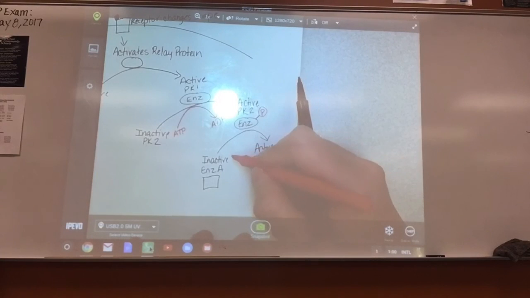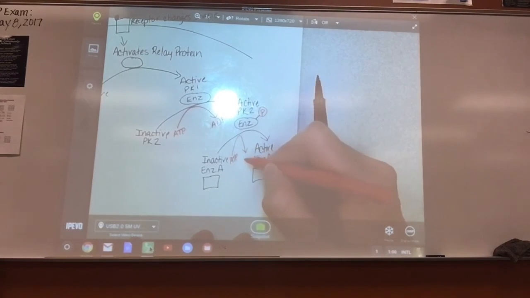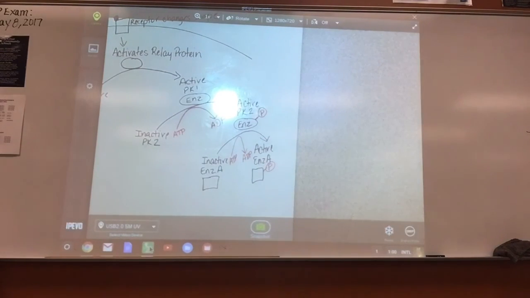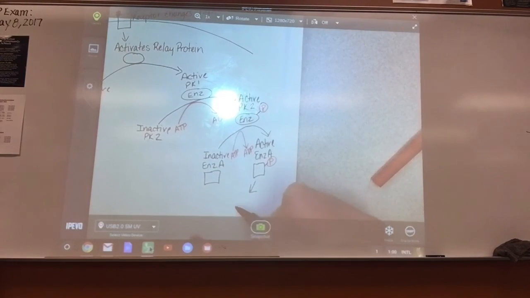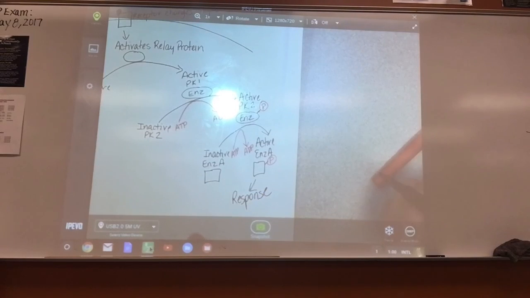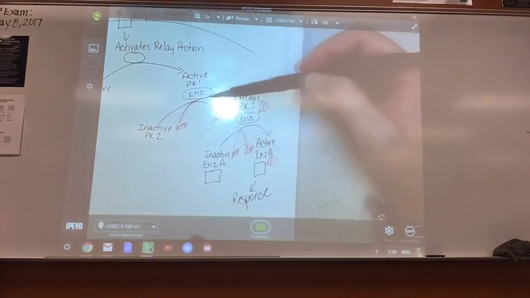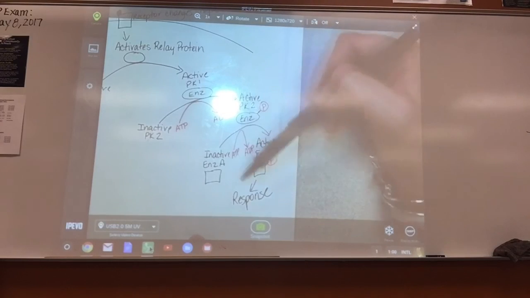Another example of a response in the cytoplasm is sometimes the ligand actually goes into the cell and the receptor is inside the cell. What kind of ligand is this true about? What kind of ligand can get through the lipid bilayer? Nonpolar. So examples of this kind are steroids.